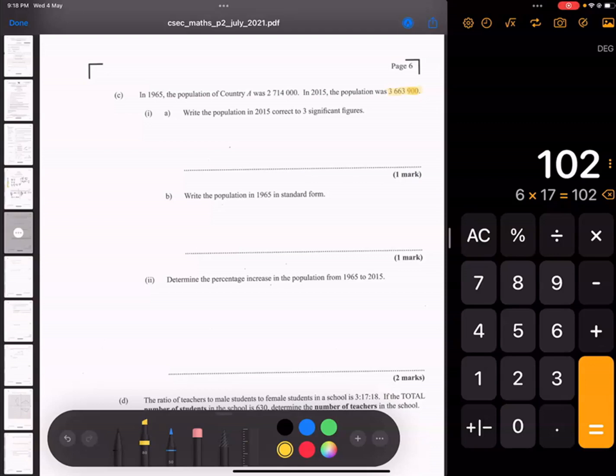All right, 3 significant figures, meaning 3 non-zero numbers. So looking at 3,663,900, let me just rewrite it.